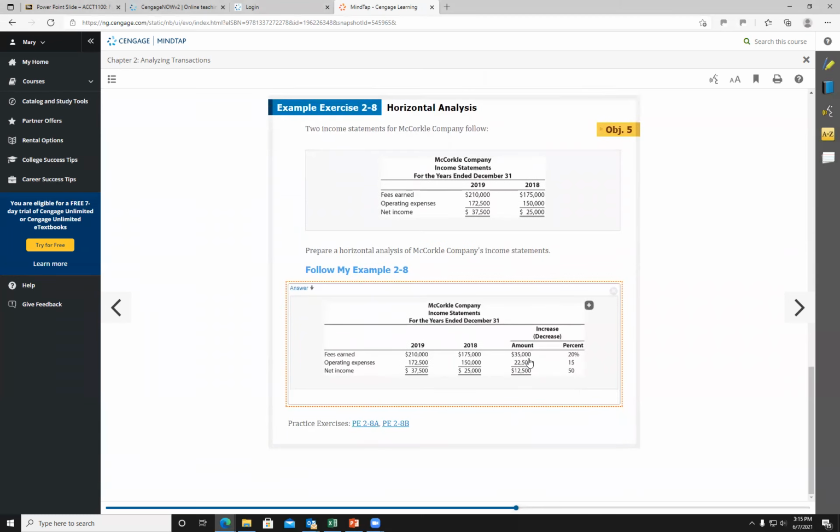If you look here, it shows that there was an increase in fees earned by $35,000, which is a total percent increase of 20%. But then their operating expenses increased by $22,500, which was a 15% increase. But their overall net income did increase, giving them a favorable percent increase of about 50%. You could pause this video at this point and work the math out to see how they got these percentages. But this is just a very simple example of a horizontal analysis.